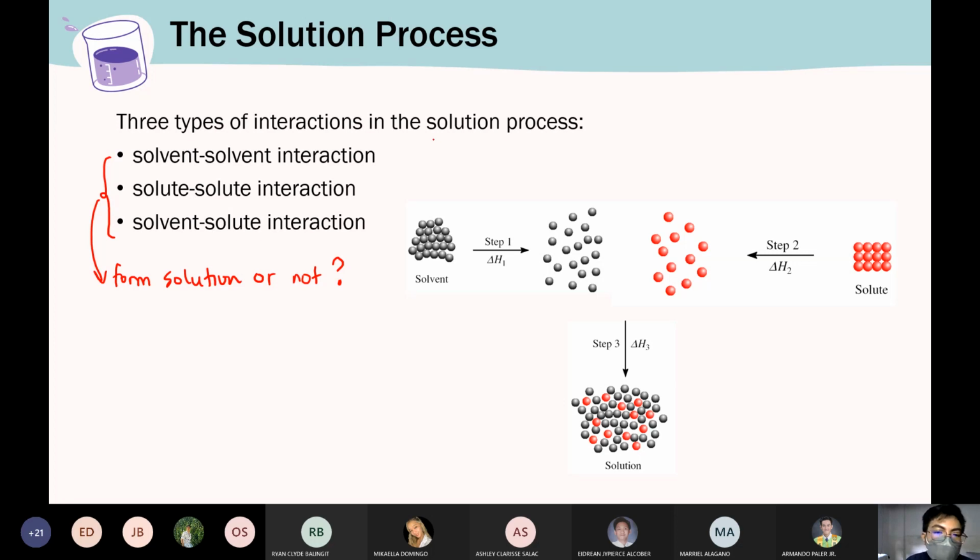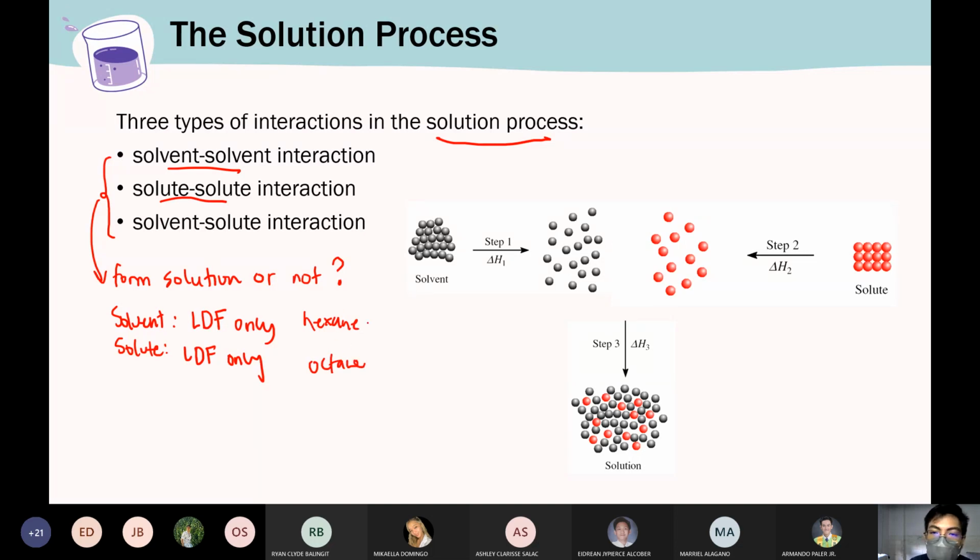Okay? In order for you to create a solution, make sure that the solvent and the solutes are similar in terms of the forces of attraction. For example, yung solvent mo, solvent-solvent interaction, it's say London dispersion force lang. That means your solute must also be capable of London dispersion force lang din. Okay? So ito yung mga oils, no? For example, hexane and octane. So hexane and octane, they are non-polar. They can only do London dispersion forces. So since they are similar in terms of their interactions, they will mix. Magkahalo sila kasi pareho sila ng interaction.